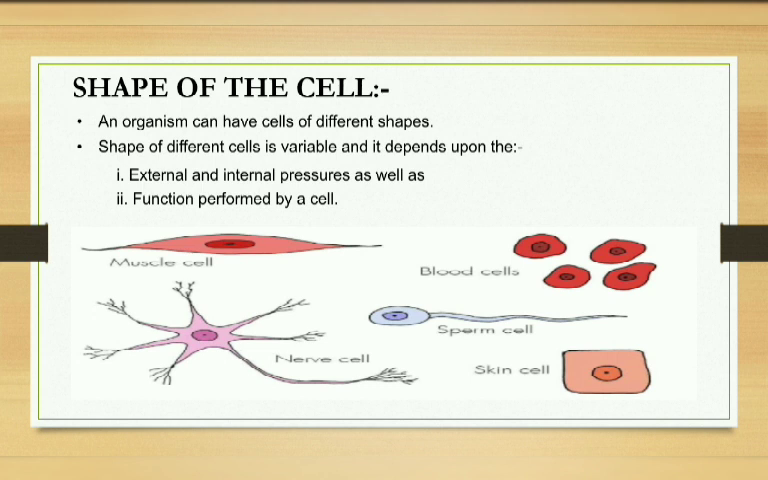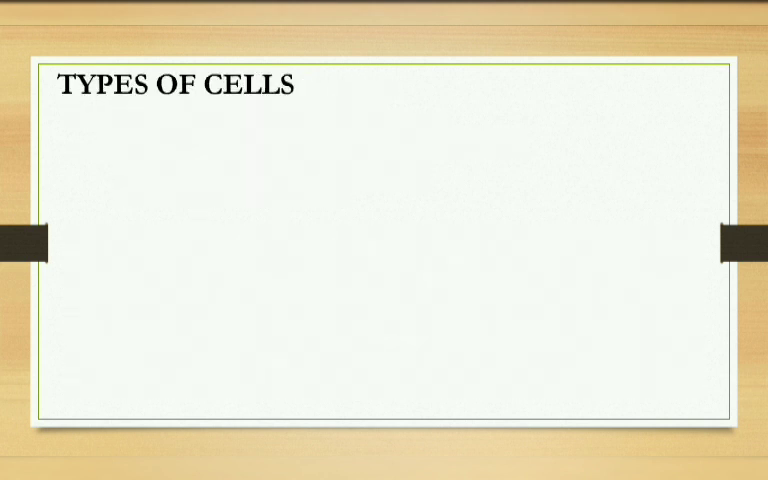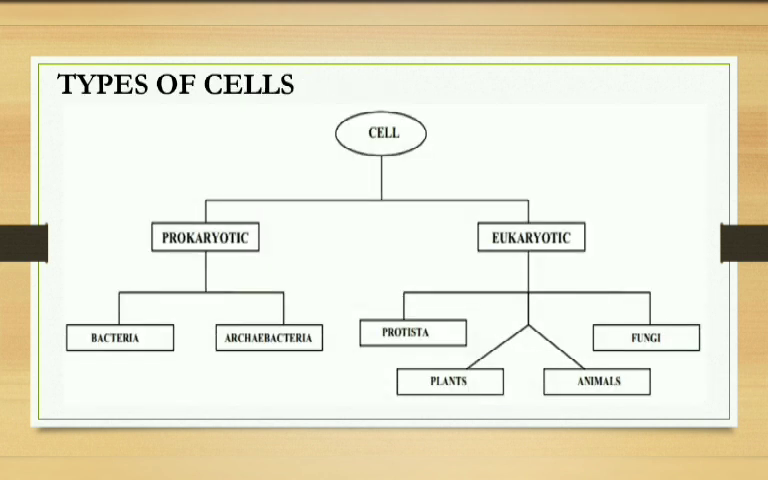There are so many cells. You can see the muscle cell, blood cell, nerve cell, sperm cell, skin cell. Their shapes are different. Now come to the type of the cell. Basically the cells are of two types. Number one is prokaryotic and number two is eukaryotic. In prokaryotic, we have to know about two examples, that is bacteria and archaebacteria, and in eukaryotic basically we will learn about the plant and animal cell.